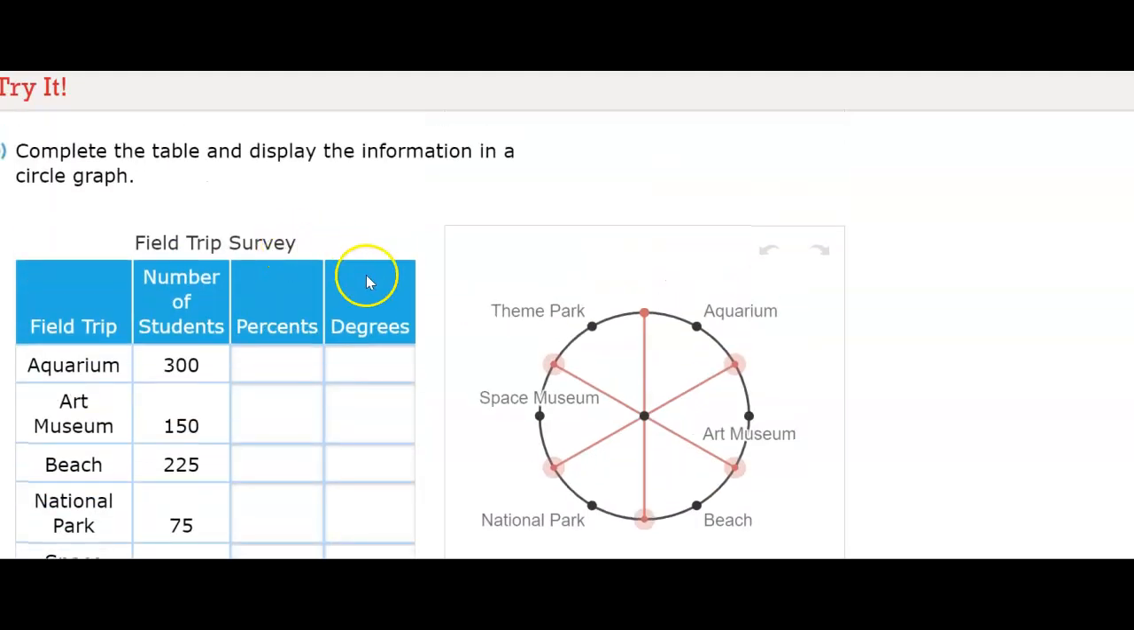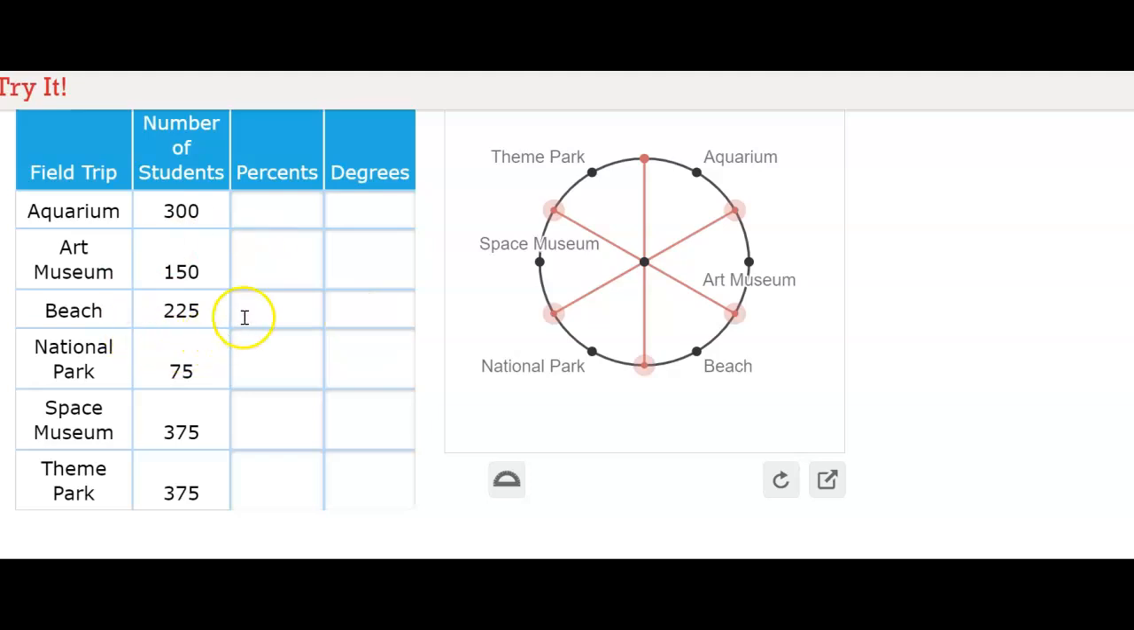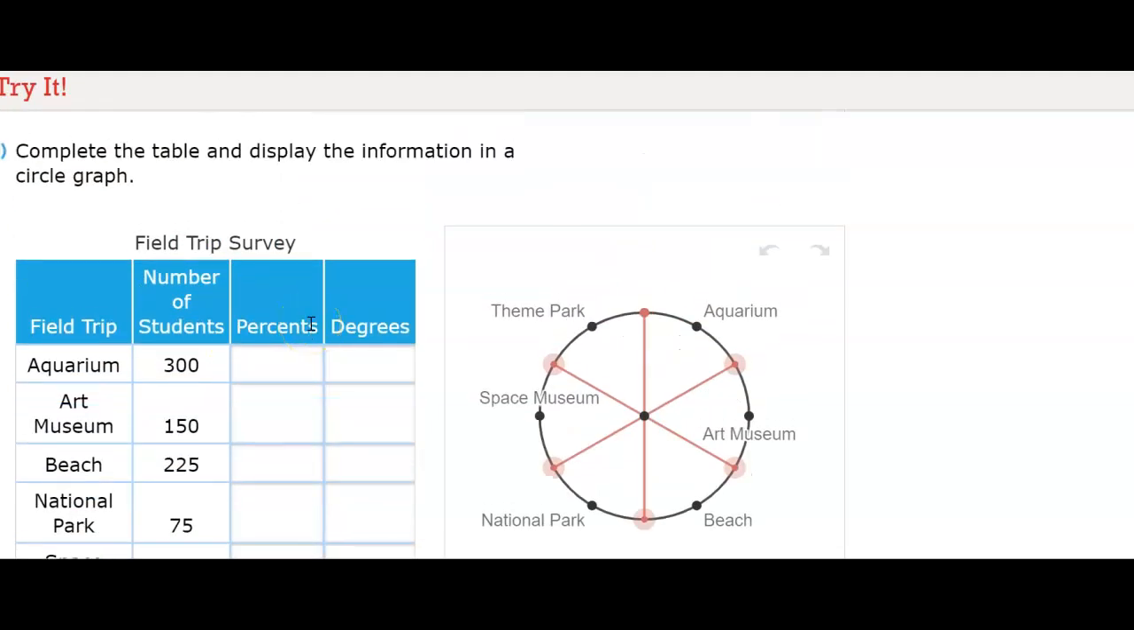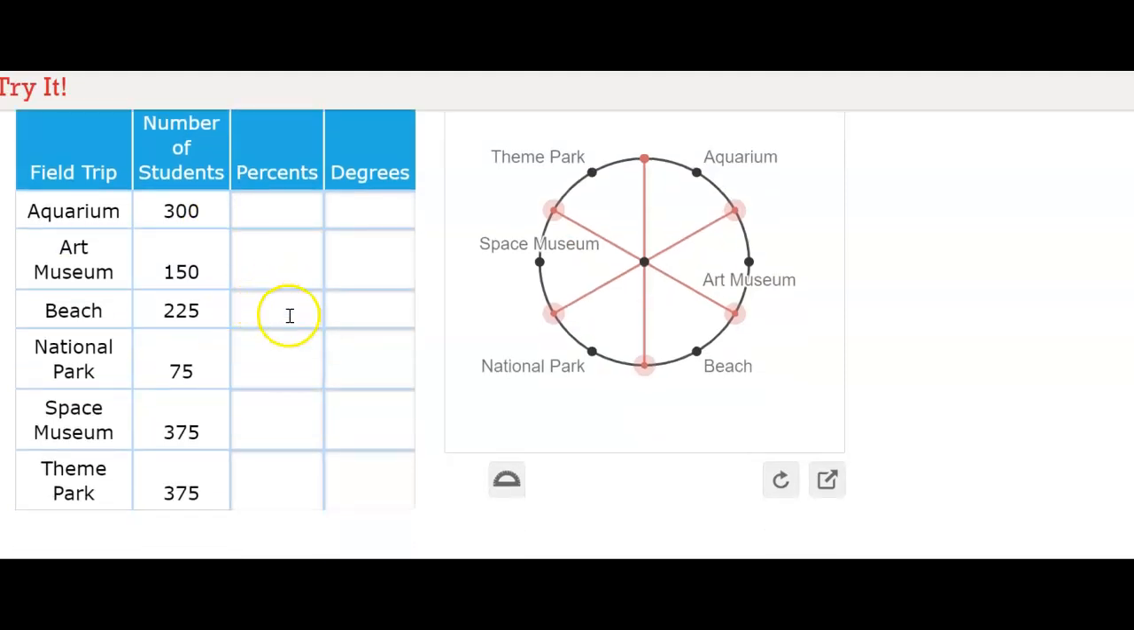Here it wants us to complete the table and display the information in the circle graph. I'm going to focus on just completing the table. So as we did before, I explained that you first need to find the total number of students before we can do percent. So you would add all of these up together. The total number of students is 1,500, so that's the total number.